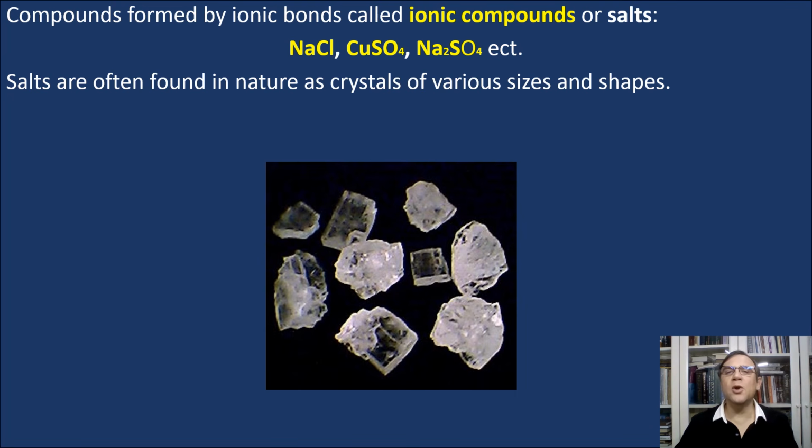Compounds formed by ionic bonds are called ionic compounds or salts. Salts are often found in nature as crystals of various sizes and shapes. Unlike covalent compounds, a salt crystal does not consist of discrete molecules. Covalently bound molecules have a definite size and fixed number of atoms. In contrast, the formula for an ionic compound, like sodium chloride, represents only the ratio of elements present in the crystal structure, not individual molecules.